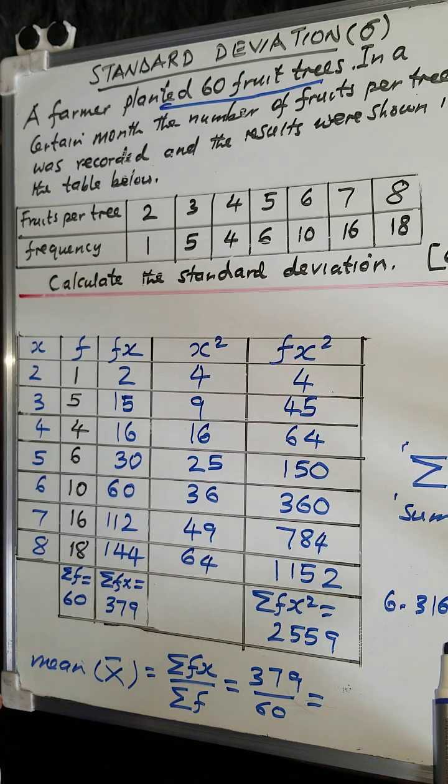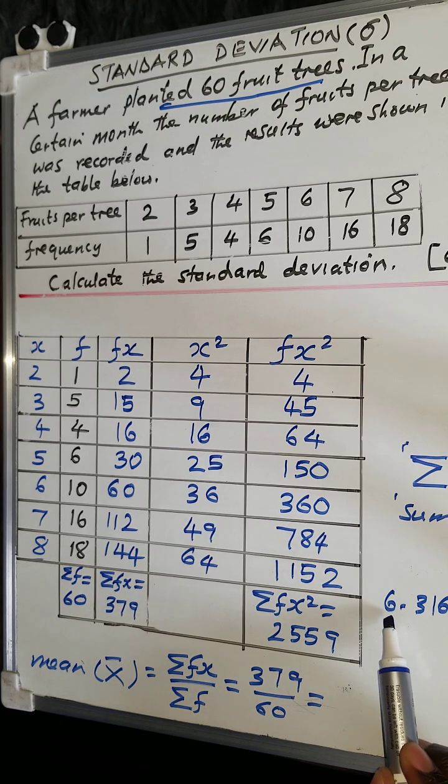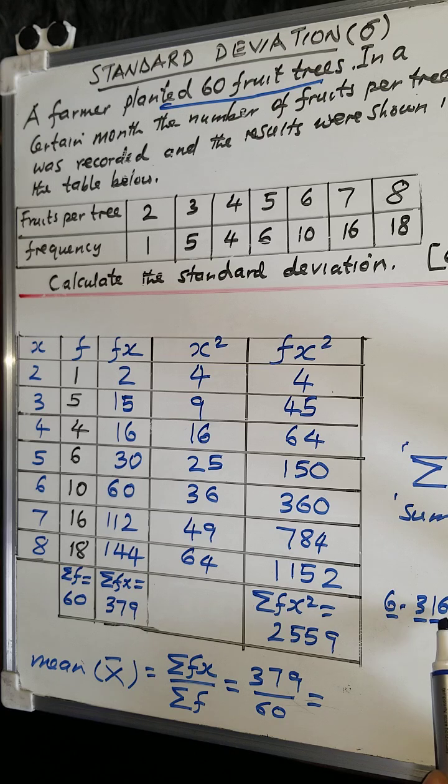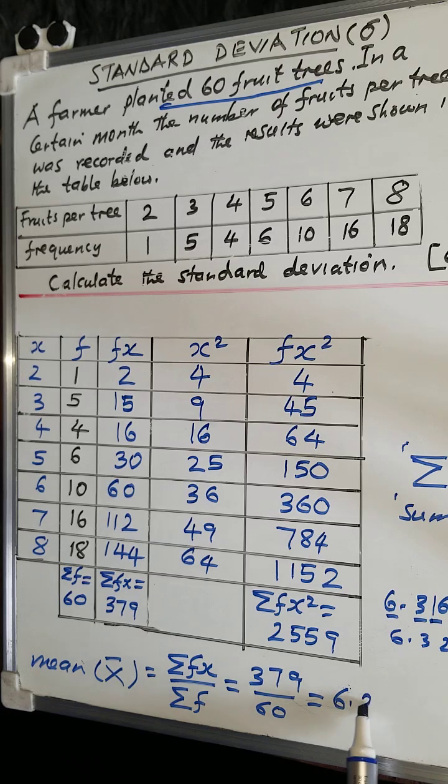6.31666. Now remember, in the exam where they have not specified, they tell us to leave three significant figures. So you count 1, 2, 3. Look at the number in front after the 1. It's more than 5, so you add 1. So it will be 6.32. So that is going to be our mean.